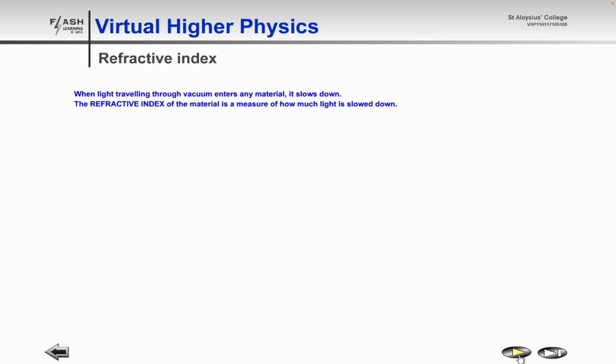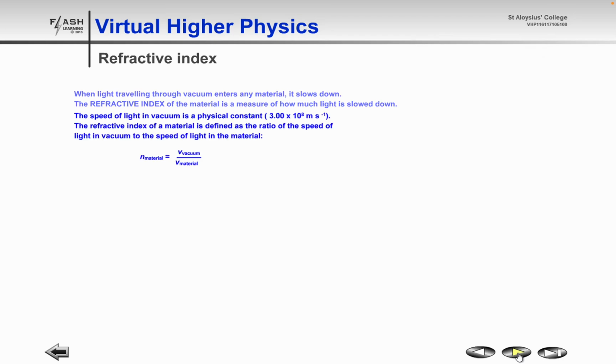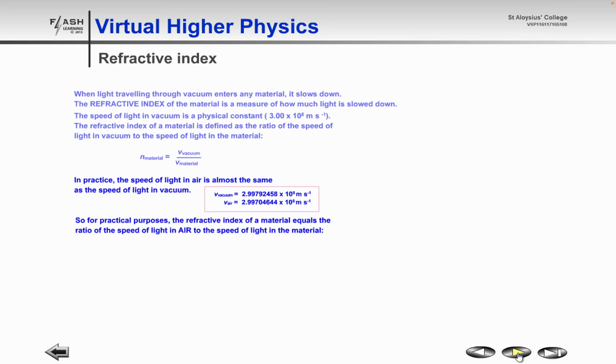And the refractive index now, so we're going to put values to it. We didn't do this at National 5, but basically the refractive index is a measure of how much it slows down. So it's a ratio of the speed in the vacuum divided by the speed in the material. And because it's a ratio, then it won't have any units.